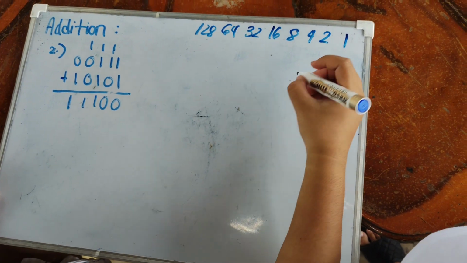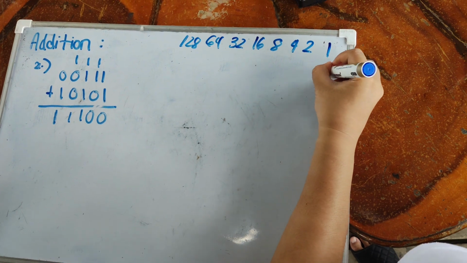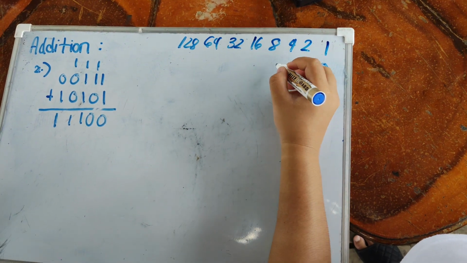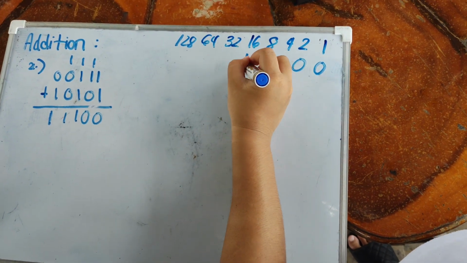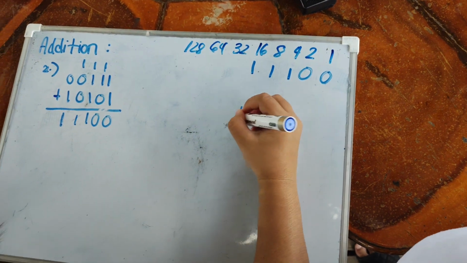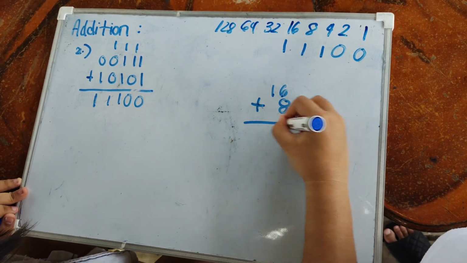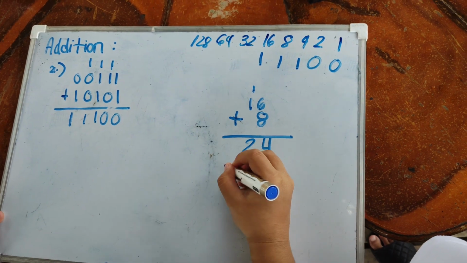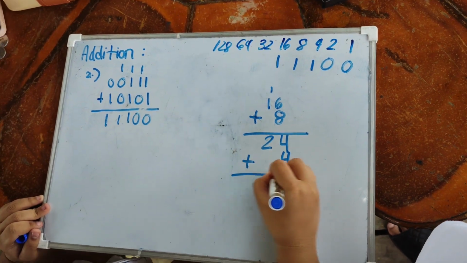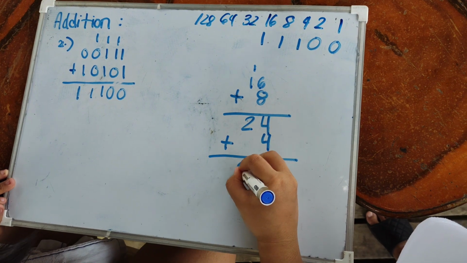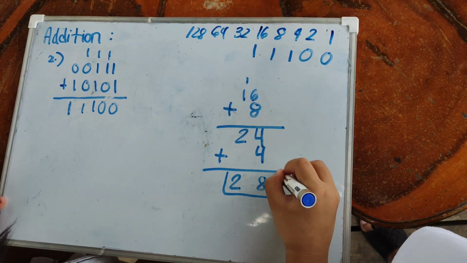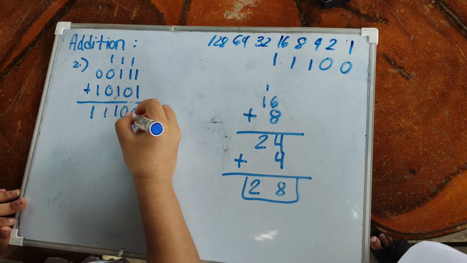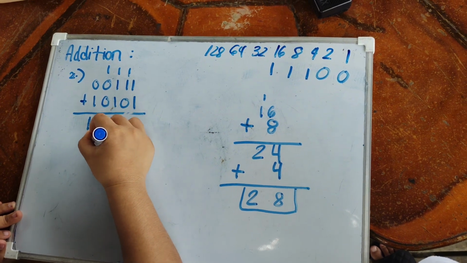Now let us do the checking. As always, make sure to start with the rightmost bit. Let's check our sum. 0, 0, 1, 1, 1: 16 plus 8, that would be 16 plus 8 equals 24. 1 plus 1 would be 2, and then you add 4. 24 plus 4 equals 28. That is the decimal number version of our sum.